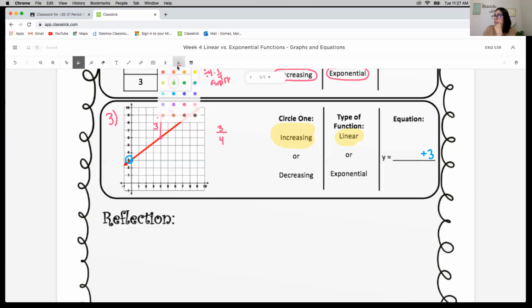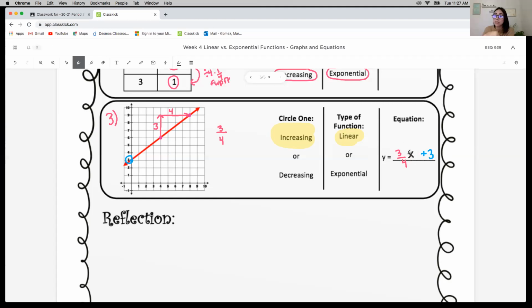What does our final equation look like? 3/4 x plus 3. Yes. Do not forget your x. 3/4 x plus 3. That is your final equation.